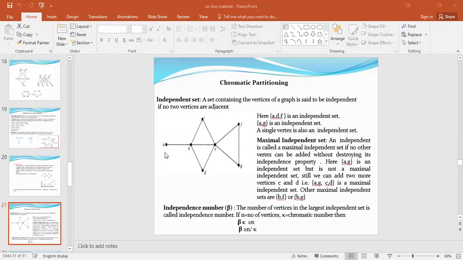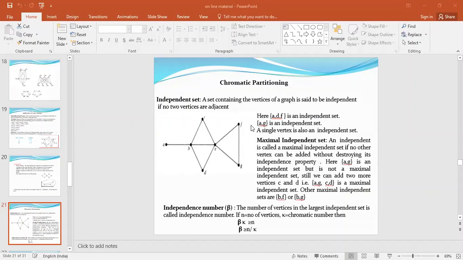Like if we take A, you can't include B then. A is not adjacent to C, so we can include A and then C. We can include D. In this sense, A, C and D is an independent set. Likewise, A and G or A and F could also be an independent set. Even a single vertex is also an independent set. So that is the definition of independent set.